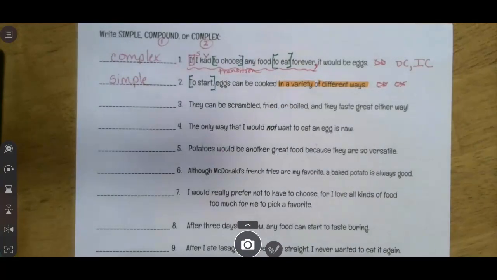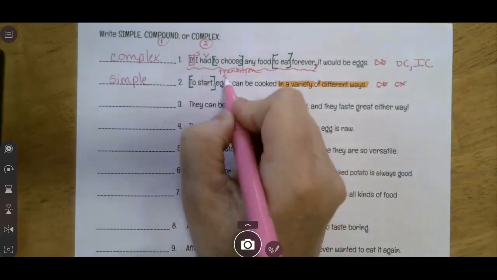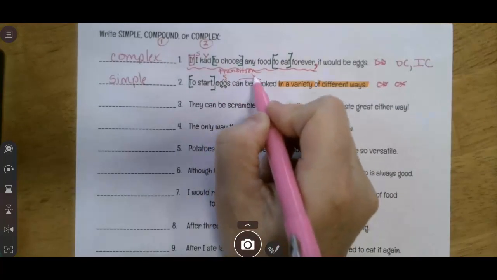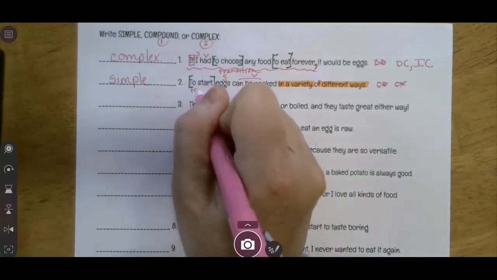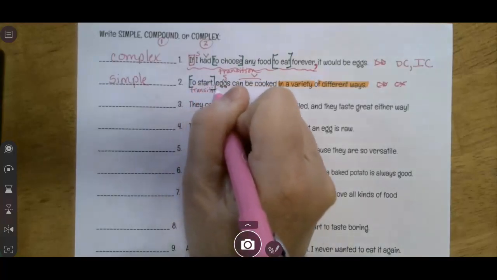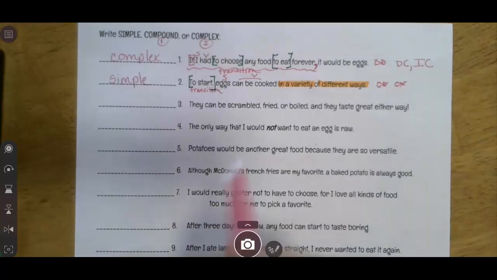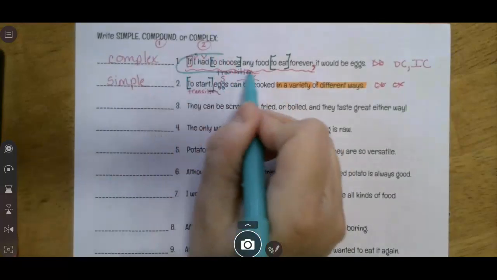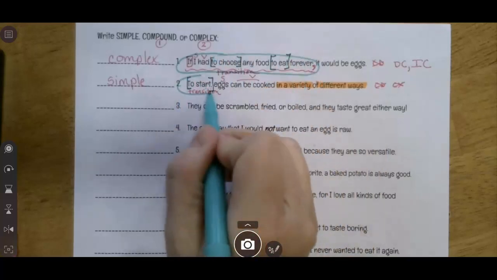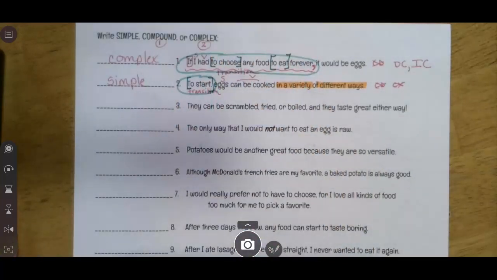But I still want to verify it. I'm going to look, what's the subject? The subject is eggs. And the verb, it's actually a verb phrase, can be cooked is my verb. And I also see that this has an infinitive used as a transition. So that's just another thing for us to take note of. Really want to make sure that we're reinforcing how grammar impacts our writing. We've got a transition here, and we've got a transition here, because those phrases and clauses are at the beginning of a sentence. All right, number 3, they can be scrambled, fried, or boiled, and they taste great either way.